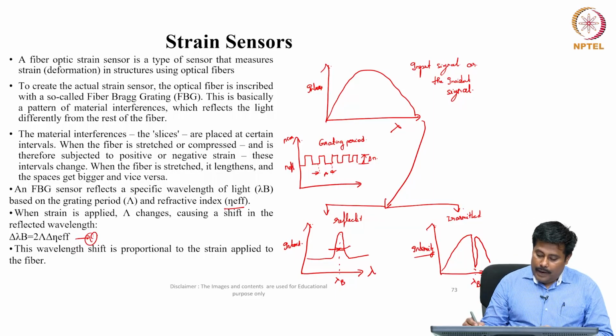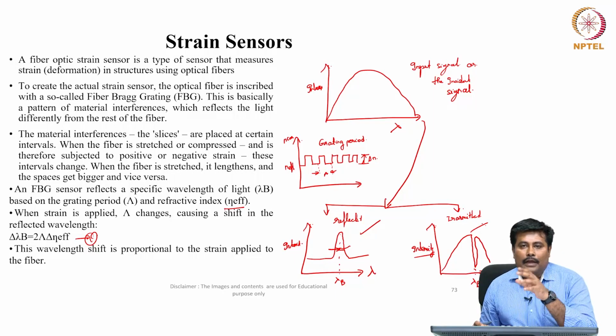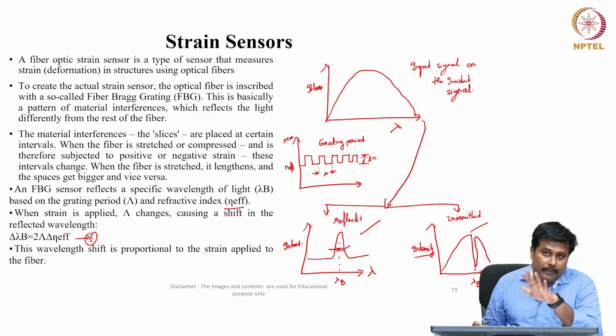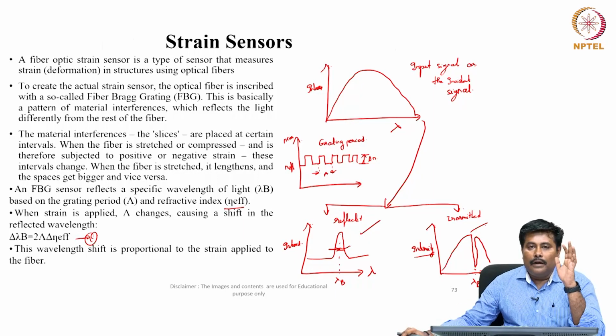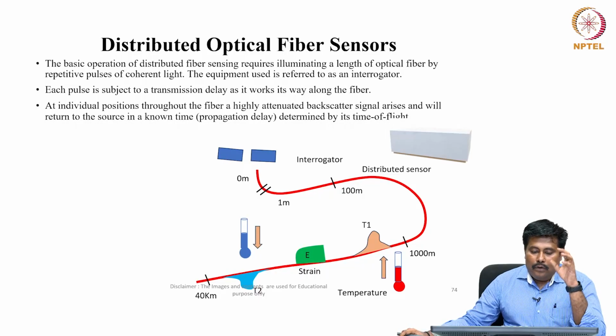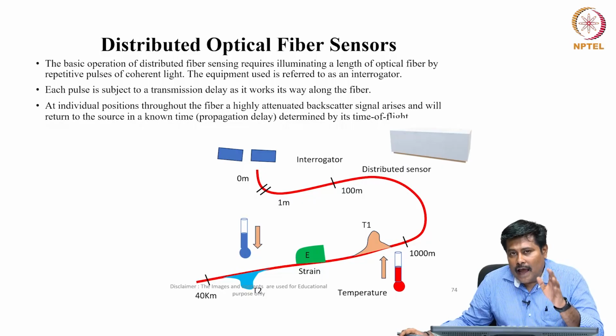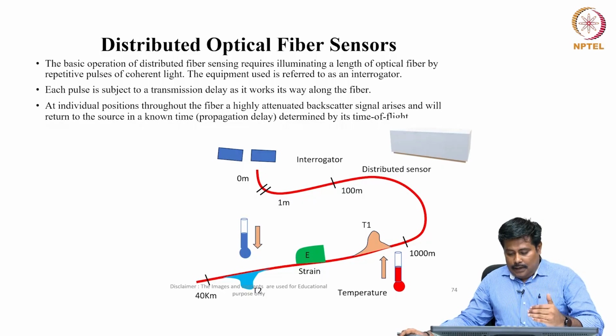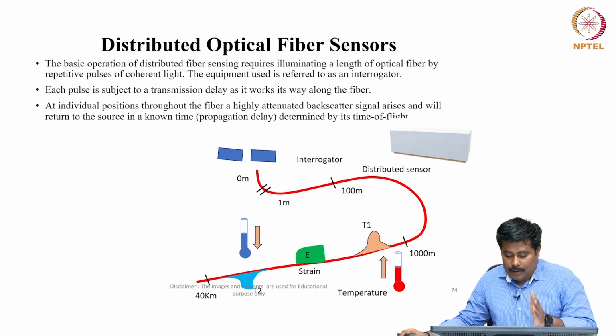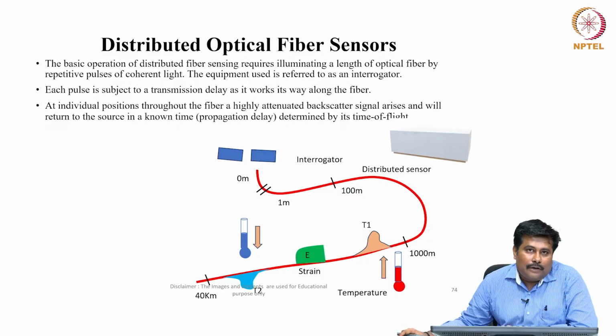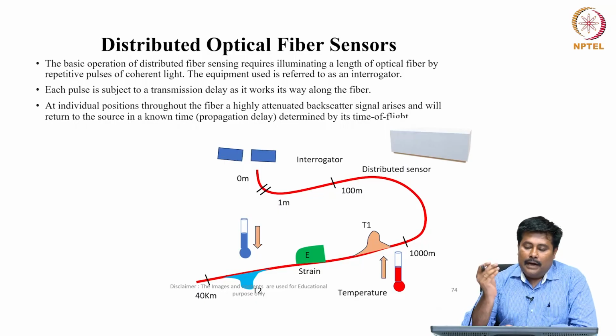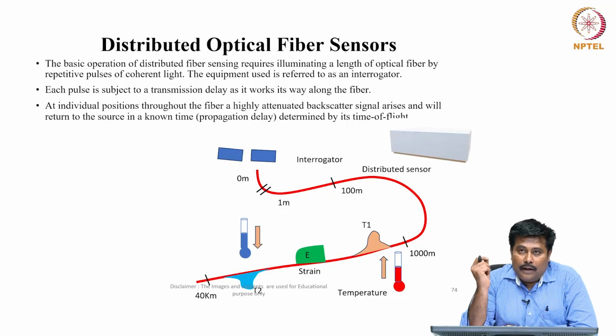So, ideally based on the reflected signal and based on the transmitted signal, appropriately we can have an idea on the measurement of the strain, or we can continuously monitor the strain that we are looking for. So, when we try to look into the distributed sensing of an optical fiber sensor, these optical fiber sensors have a capability to sense different positions in the different optical regions. So, the basic operation of a distributed fiber sensing requires illuminating a length of an optical fiber by a repetitive pulse of coherent light.